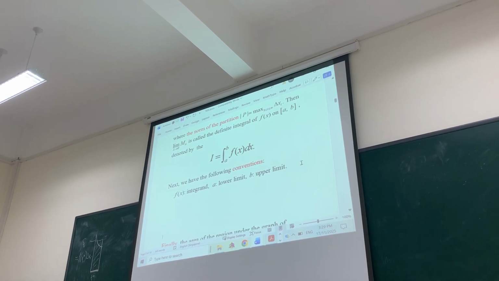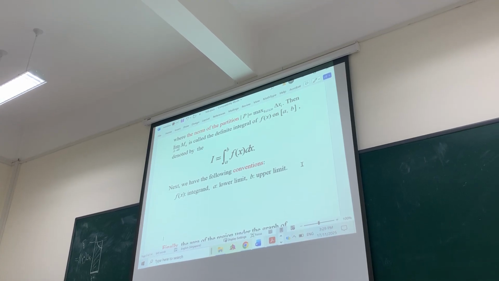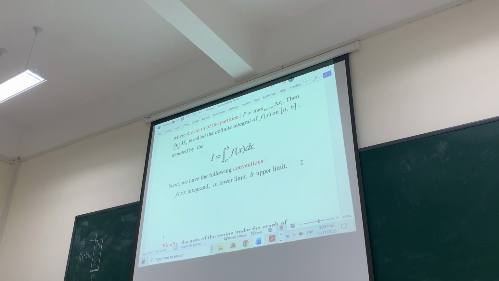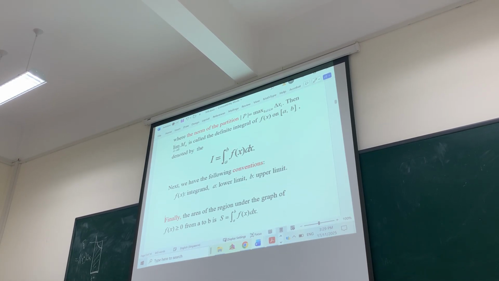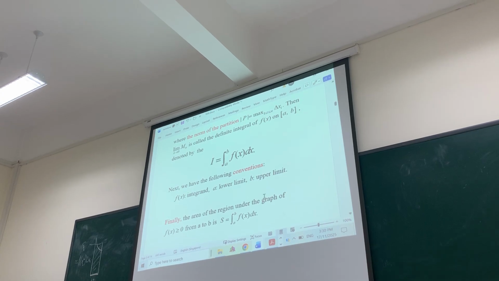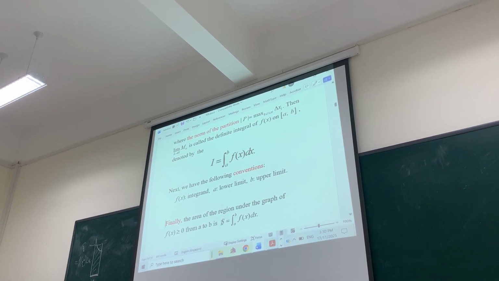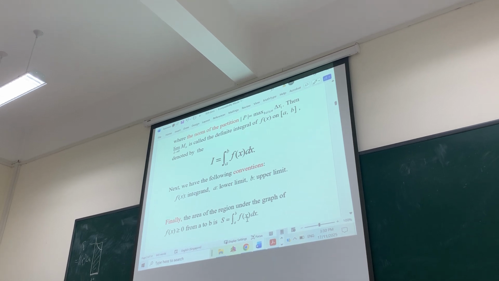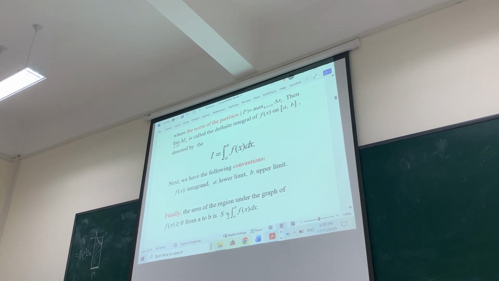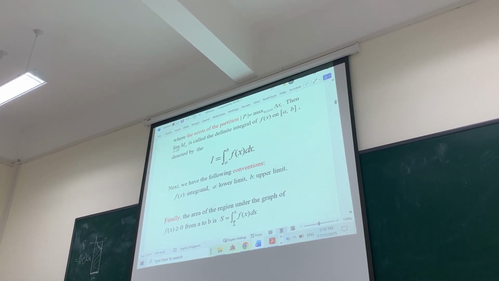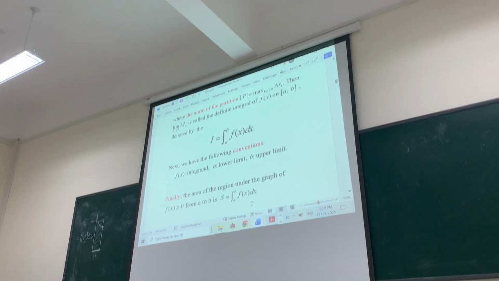To continue, based on the definition of the definite integral, I think you can find the area under the curve. Does that mean we can establish the formula for the area under the curve? We verify this. Finally, we can construct the formula for the area under the curve: F is equal to the definite integral of function f from a to b.